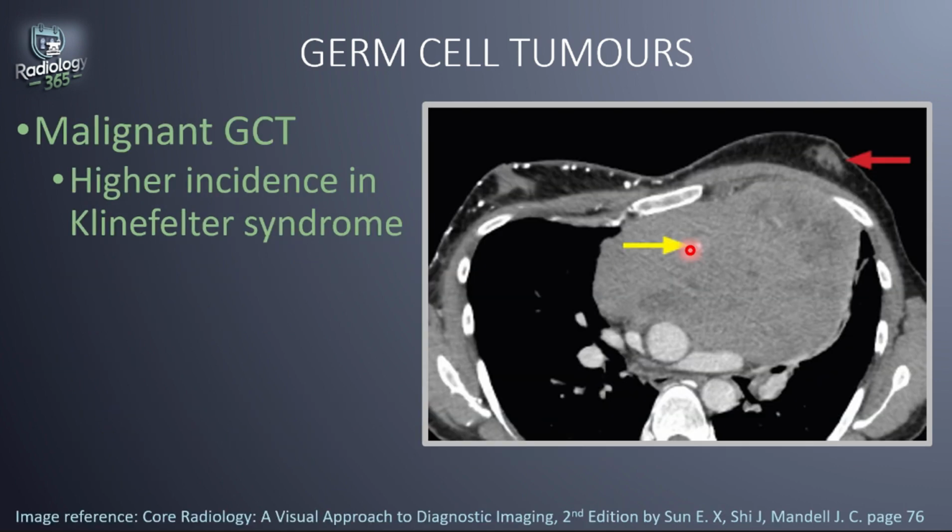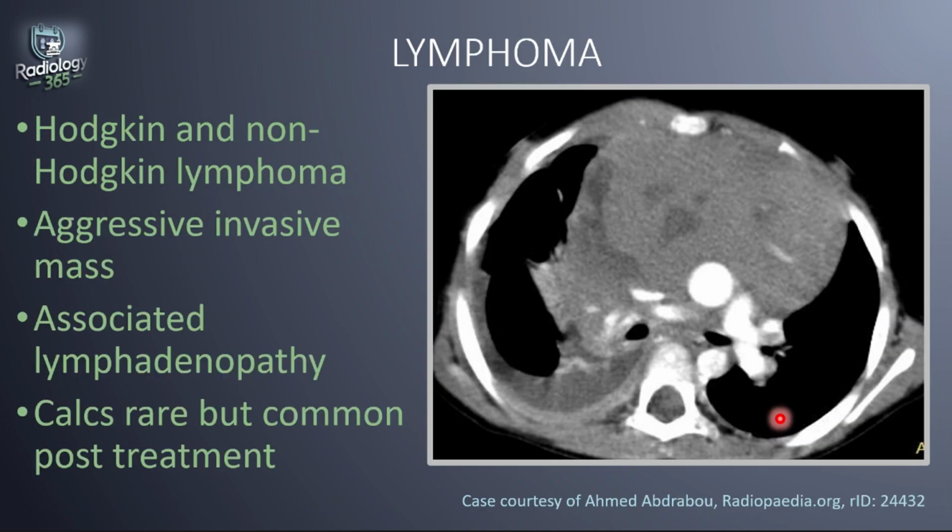Then we have malignant germ cell tumor, and this occurs almost exclusively in males, just like we mentioned in the seminomas. There is a higher incidence of mediastinal germ cell tumor in Klinefelter syndrome, and this image shows us a large heterogeneous mass in the visceral compartment with low density components. There's also a calcific focus, and gynecomastia is also seen bilaterally. Histopathology showed mixed components of teratoma, high-grade sarcoma, and leiomyosarcomatous differentiation. So this was a malignant germ cell tumor.